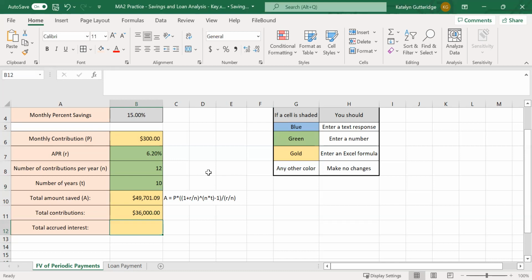So to find the interest you earned, your free money, you're going to take the total amount saved minus the total contributions. So I'll start with that equal sign, take that total amount saved, that 49,701.09, minus my total contributions, which is 36,000, and then hit enter. So then my free money after 10 years, I earned 13,701.09 in free money. That was the interest brought into the account.